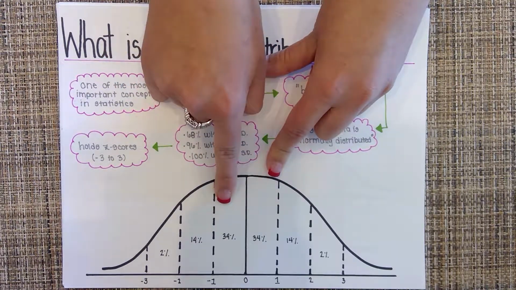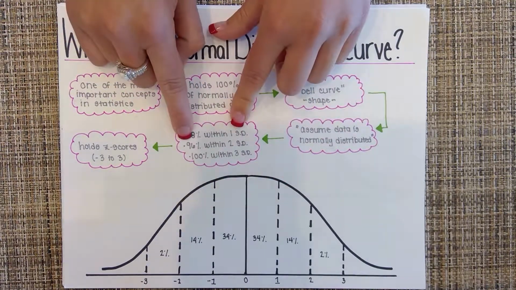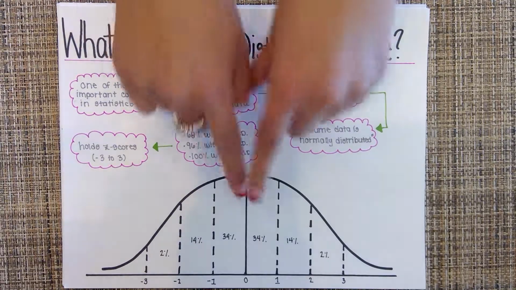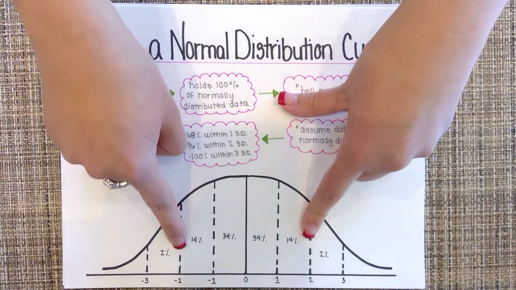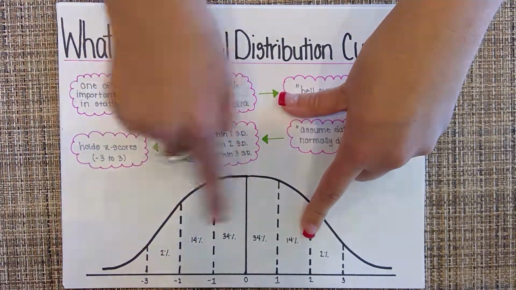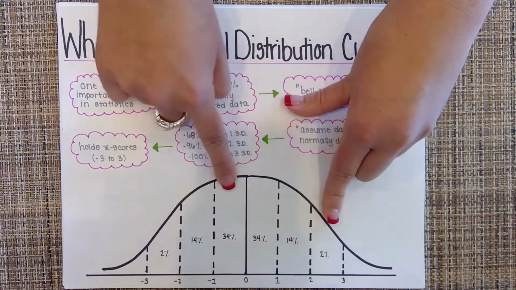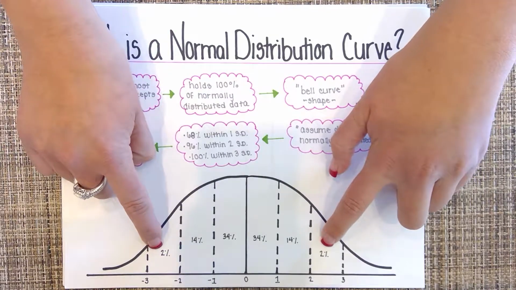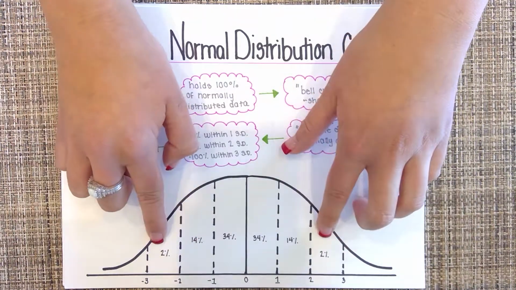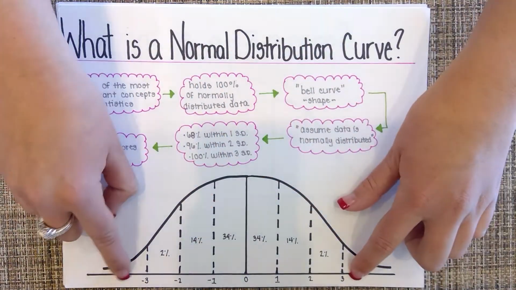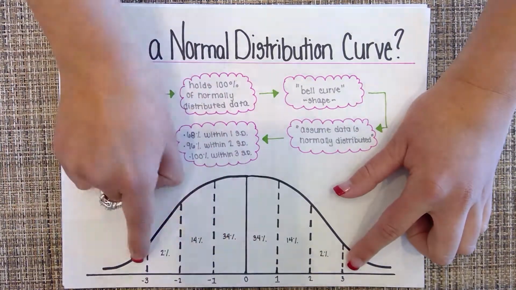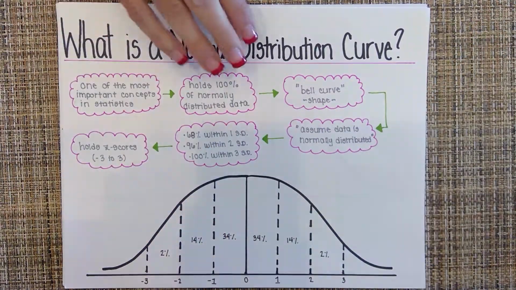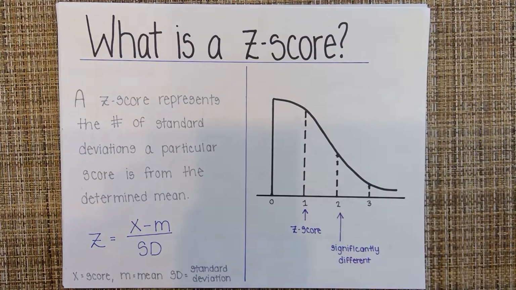standard deviations total here. Then you have 96% of the data is right here, and that would be 2 standard deviations on each side of the mean or a total of 4. Then you have 100% of the data here because this is really 2.5% right here, but that's a little bit complicated. But it's 100% of the data within 3 standard deviations on each side of the mean or 6 total standard deviations. What is a z-score?